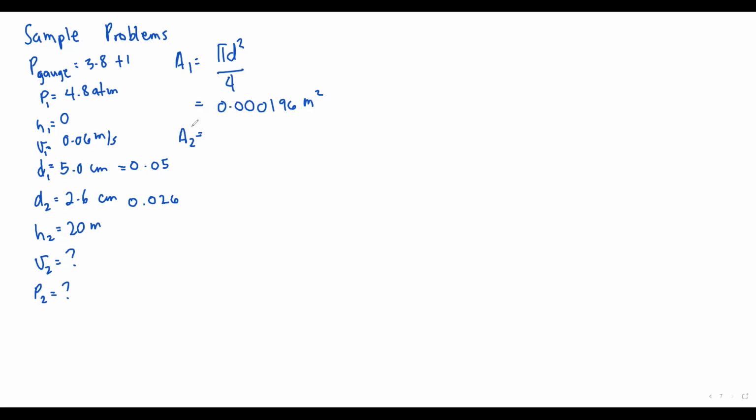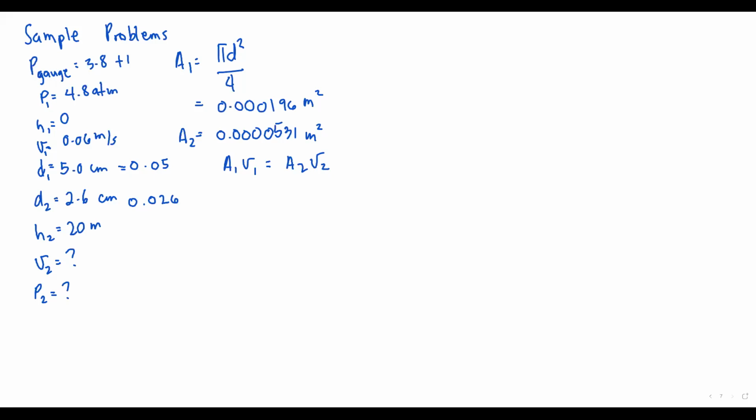Okay? So A2 is equal to 0.026 squared divided by 4 pi, which is equal to 0.000531 meter squared. Okay, so may area 1, may area 2 na tayo. So next, proceed tayo ngayon sa flow rate or volume flow rate, which is A1 V1 is equals to A2 V2. Okay?